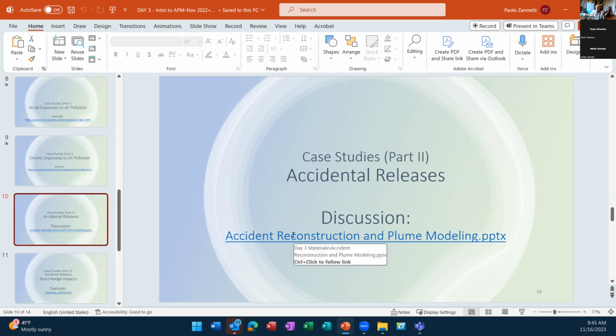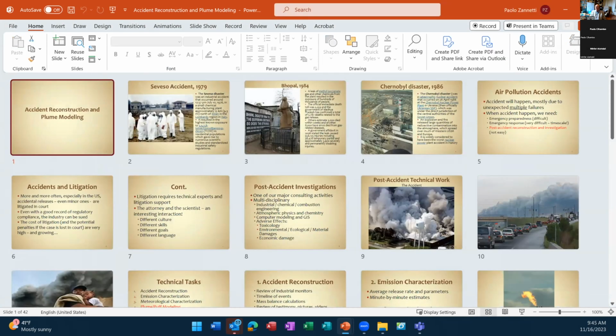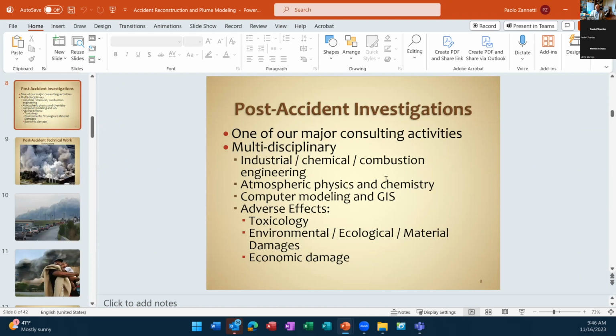I have a presentation here in general on accident reconstruction and plume modeling. It will be in the document I will send you, and it will show more examples of the type of work I do, which is basically a post-accident investigation. I'm called after the accident to tell my client what happened, including the adverse effect and the damage.